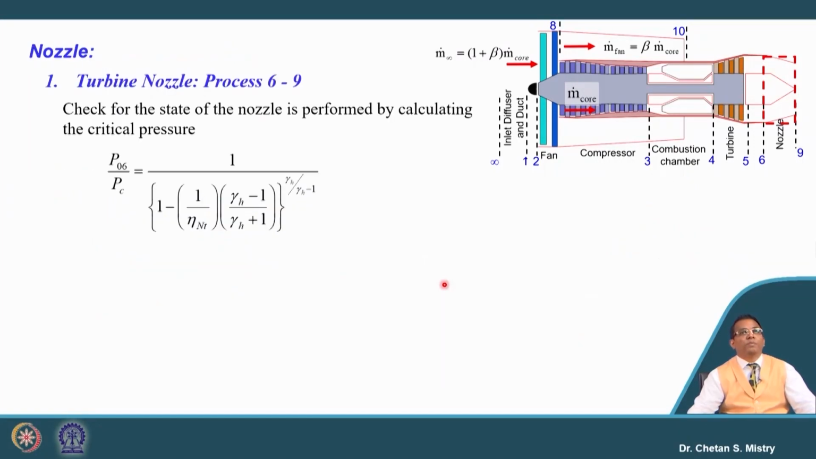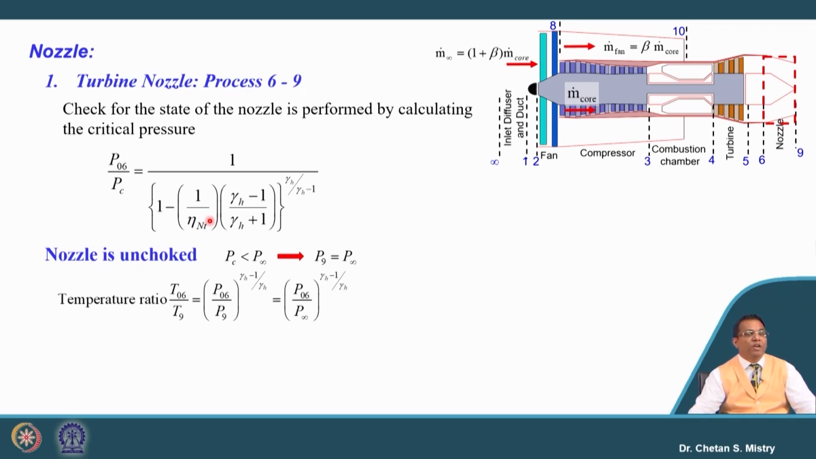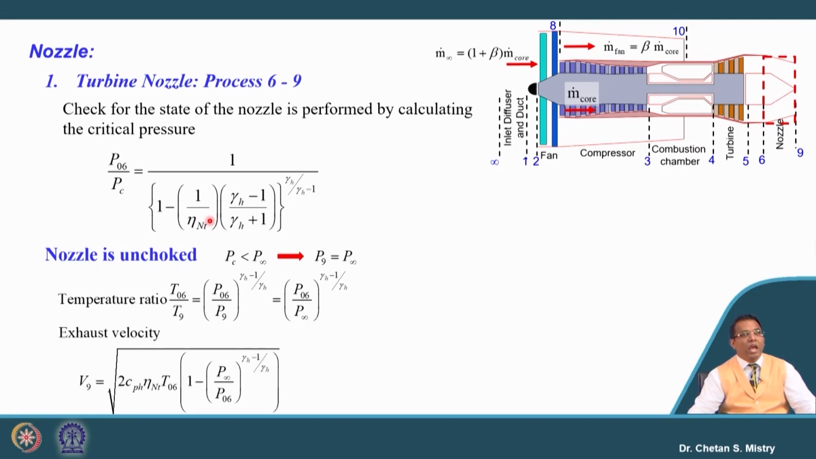So, let us look at, suppose we have our turbine nozzle. For this turbine nozzle, the critical pressure ratio is a function of the turbine nozzle efficiency. As we have done the calculation for the critical pressure, if my critical pressure is lower than the atmospheric pressure, we can say our nozzle is an unchoked nozzle, and my exit pressure will be atmospheric pressure. If this is the case, we can calculate our exit temperature based on the temperature ratio, and calculate the exit velocity using this formula.